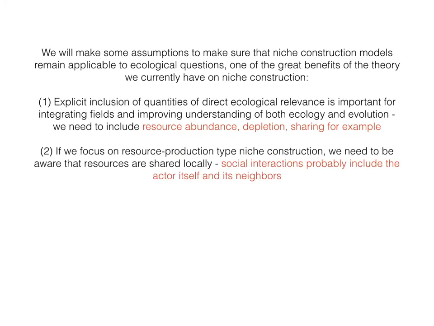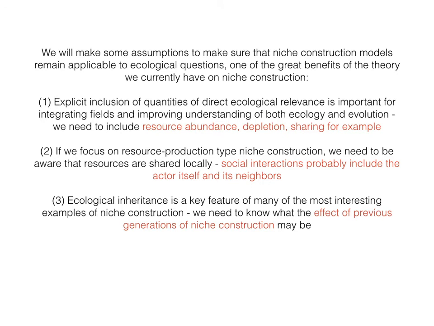If we focus on this resource production type niche construction, which I will today, although other models are possible, obviously, we need to be aware that resources are shared locally. So in indirect genetic effects models in general, interactions are pairwise, although some include neighborhood interactions. But for a niche construction model, where interactions are happening via a resource, we need to be aware that we have neighbor interactions that include the actor itself. So we also need to take account of our own niche construction.